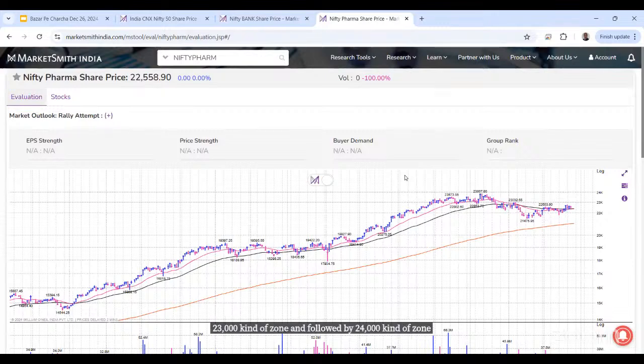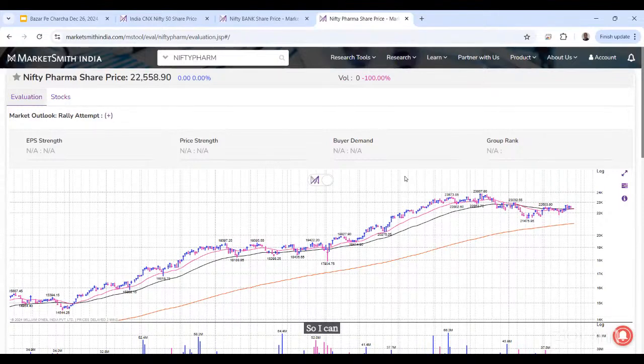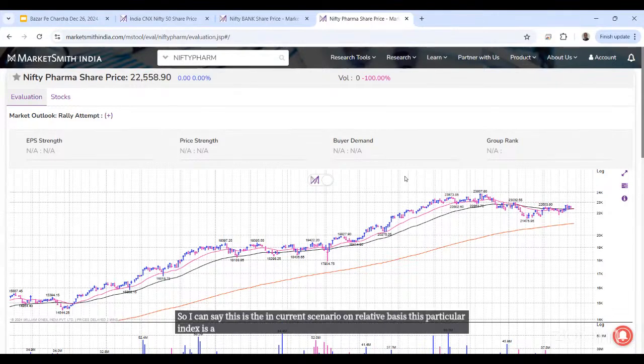And as per O'Neill methodology, it is also showing a confirmed uptrend. Apart from that, the component analysis of this particular sector is not showing as much negativity as the overall market is showing, at least Nifty and Bank Nifty. So I can say in the current scenario, on a relative basis, this particular index is showing some sort of strength, but not that much strength. But yes, the stocks are doing good.